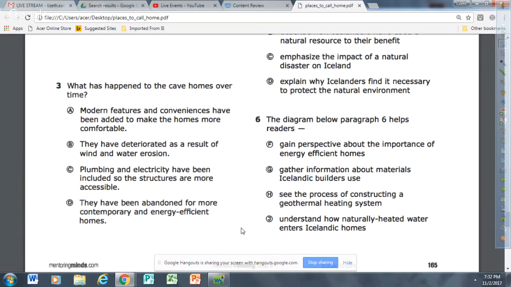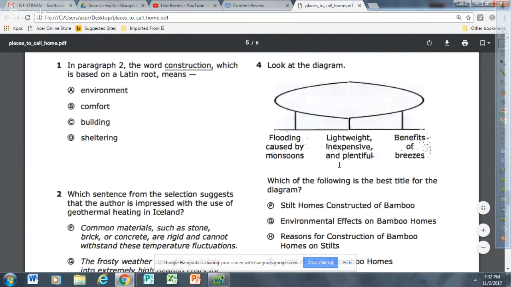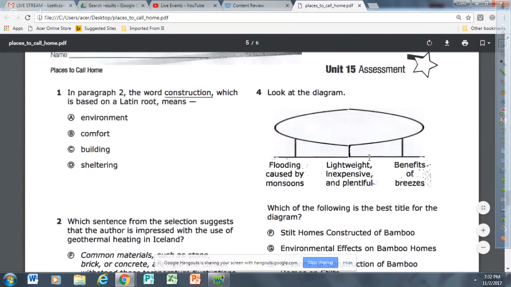Okay, everybody has been texting me. A, modern features and conveniences have made the homes more comfortable. And again, a lot of this is going back to the text and figuring it out. So number 4 is a main idea and supporting details. So let's look at this diagram.